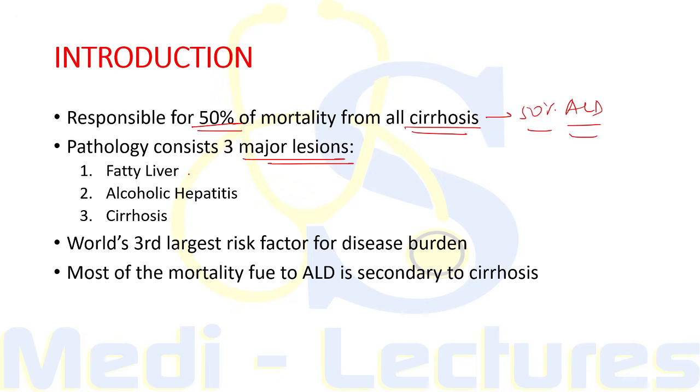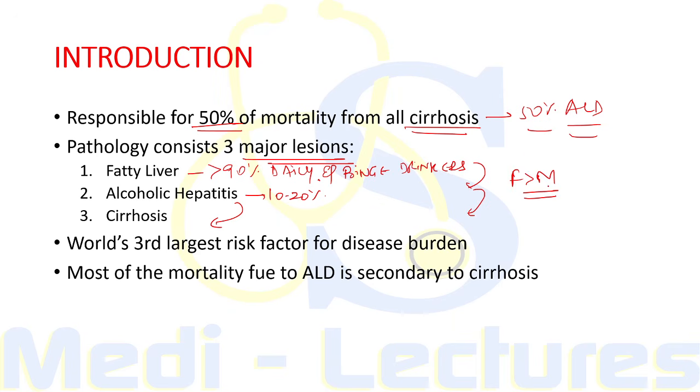Now, fatty liver is present in more than 90% of daily and binge drinkers. Now, out of all these, only 10 to 20% will develop alcoholic hepatitis and even fewer will develop cirrhosis. Whether the patient will move from fatty liver to alcoholic hepatitis and further to cirrhosis will depend on a complex interaction of facilitating factors such as the drinking pattern of the patient, diet, obesity and gender. Female gender is at higher risk of developing cirrhosis at lower doses.